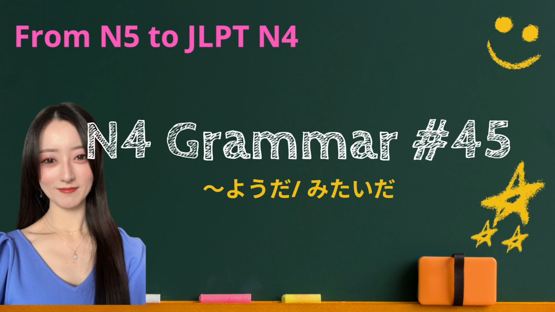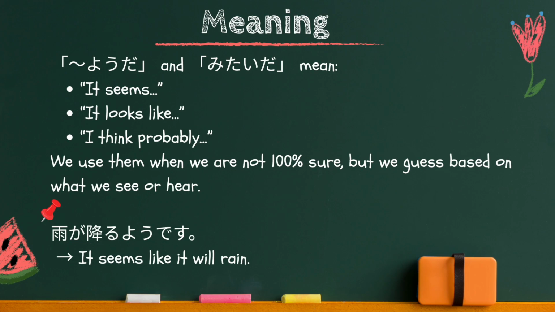So today let's talk about this grammar pattern, ようだ and みたいだ。ようだ and みたいだ mean it seems, it looks like, I think, probably. We use them when we are not 100% sure, but we guess based on what we see or hear. So for example, it seems like it will rain is this. 雨が降るようです。So we are not 100% sure, but we guess based on what we see or hear.